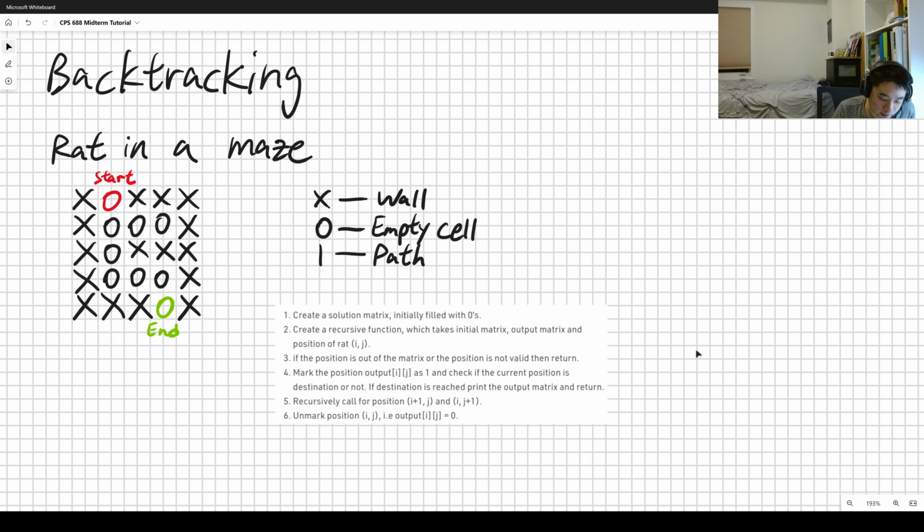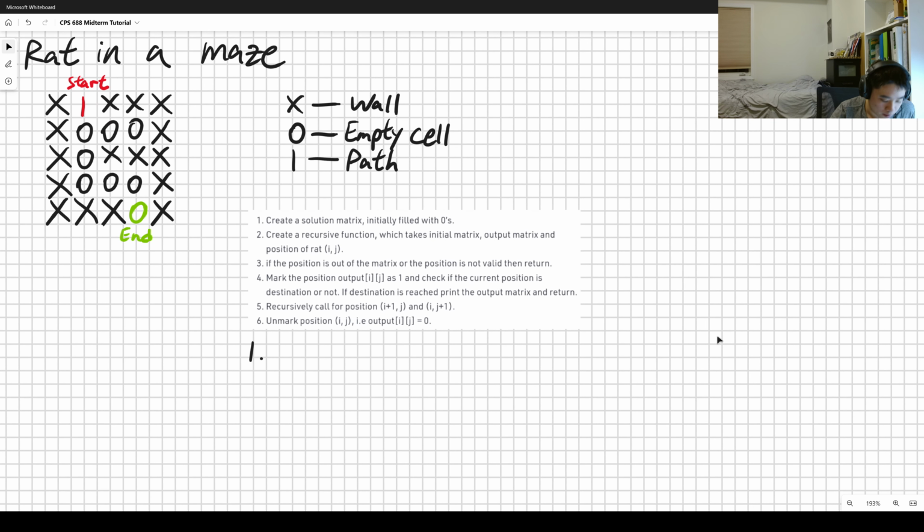So first, I'm gonna demo this. We start by creating this matrix here on the left, and I'm going to put my rat at the starting point. So basically, you're trying to solve this. I'm gonna let M be my maze, and I'm going to start at row 0 and index 1.